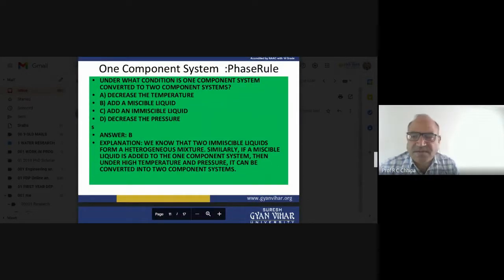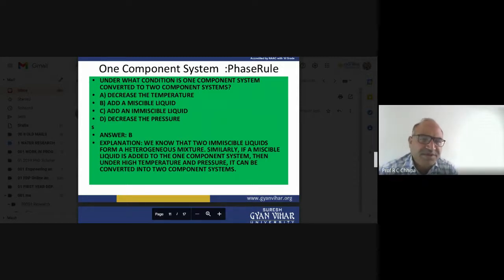Now another multiple choice question, because these questions are also important and relevant for the purpose. Under what condition is a one component system converted to a two component system? This is the question basically. So there is no stability.